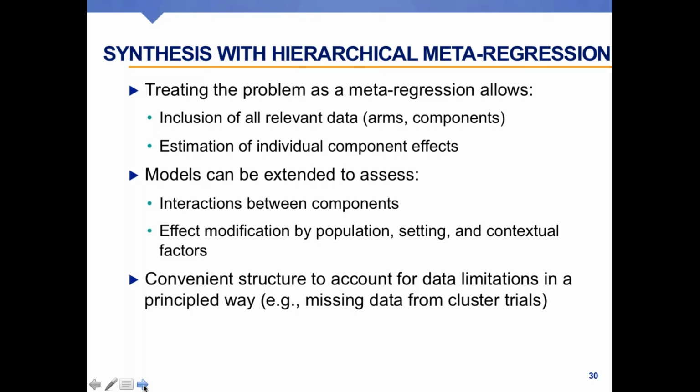It's also a really convenient structure to account for data limitations in a principled way. So often in meta-analysis, you may be missing information about the variance of the estimate. And in our case, there was a large proportion of cluster trials which were not appropriately analyzed to account for the clustering effect. So essentially their variances are not appropriately analyzed. So this allows us to impute at the arm level and study level in a really principled way.